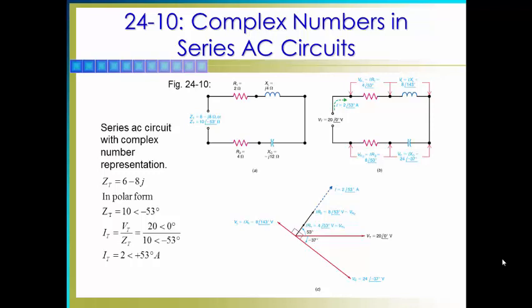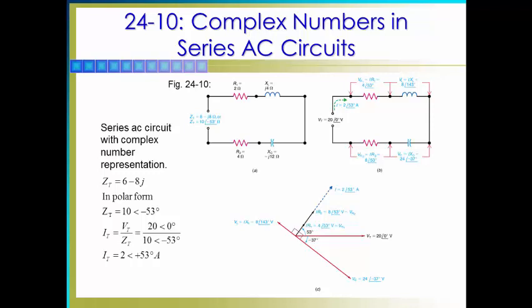So when you divide the two polar forms here, at the bottom here to the left, you divide the coefficients, which is 20 divided by 10, which gives you 2, and you subtract the angle in the denominator from the angle in the numerator, so it gives you positive 53 degrees. So the current in this series circuit using the complex number comes out to be 2 amps with the angle of 53 degrees leading the total voltage.